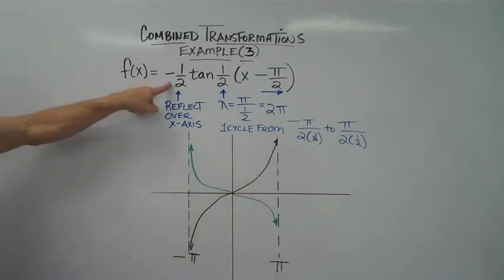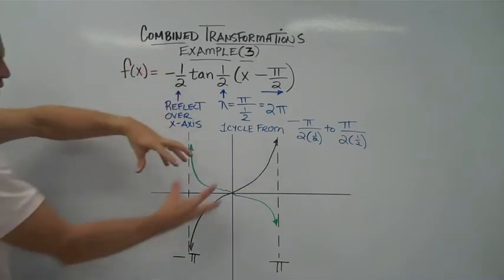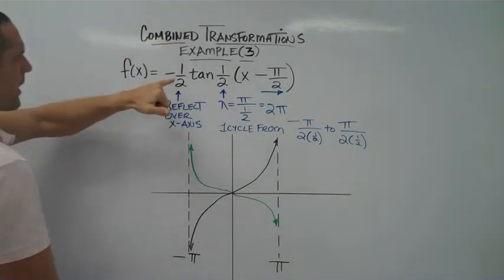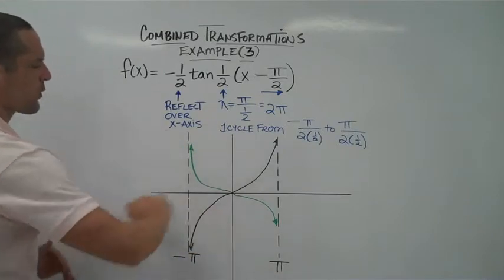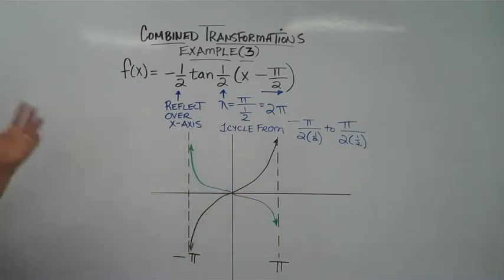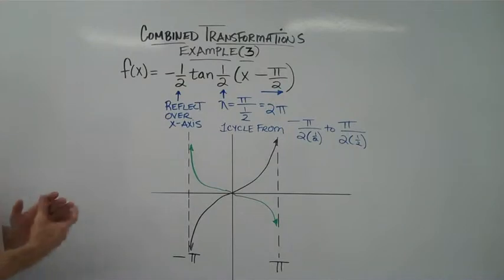The 1/2 is going to make me squatter. If this was a 2, I'd be stretching the function out. But here I'm actually going to be squishing it down towards the x-axis because of that 1/2. Again, amplitude doesn't mean much with the tangent function.